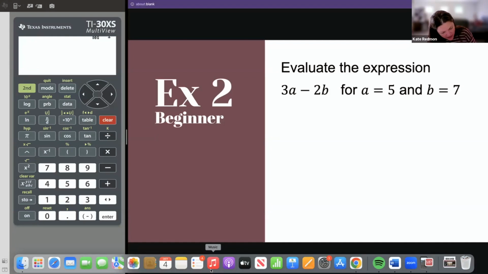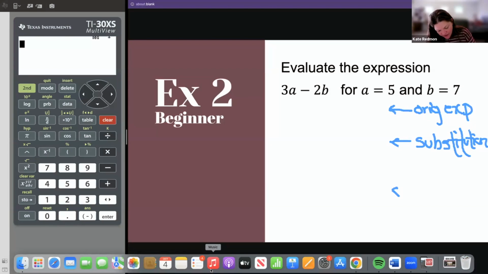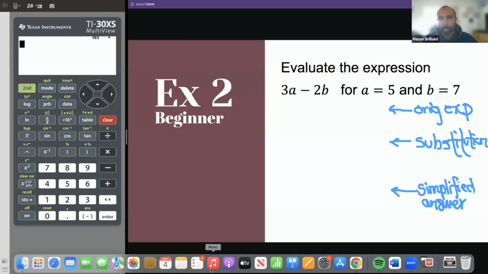And I said that I would have you do 3 things every time today just to practice our math grammar. The first thing I want you to do is write down the original expression. Then we'll do our substitution, and we're going to practice doing that by hand today. That's the big deal today. And then finally, we want our simplified, what you think of as the answer. Looking at this example, what is the original expression? 3a minus 2b. That's right.